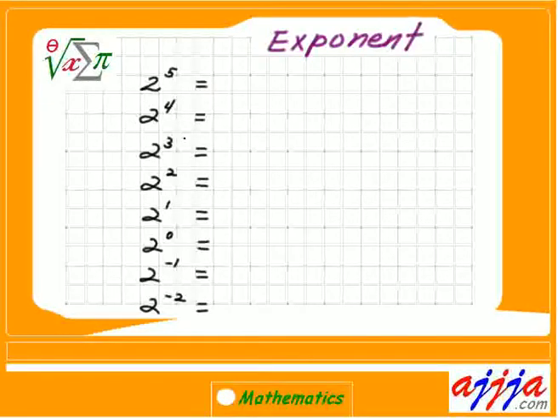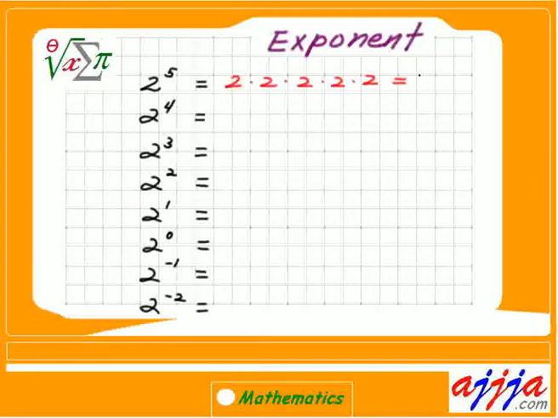Exponent. That's right. It is a very, very powerful number, right? So that's why we read this one like a power. So 2 to the 5th power is 2 times 2 times 2 times 2 times 2. You multiply 2 five times, right? 2 times 2 times 2 times 2 times 2, that's right, 32.